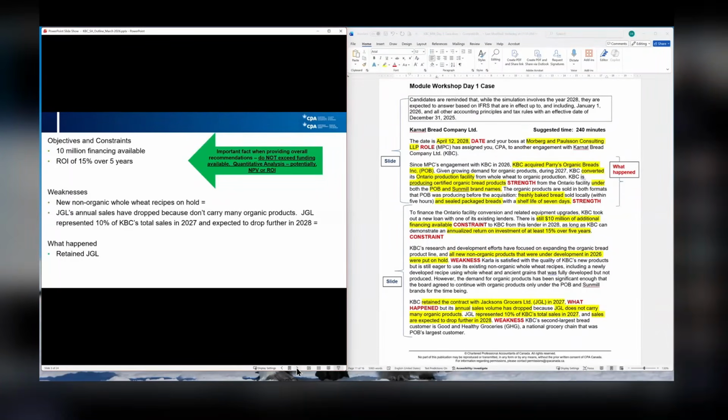There's also some weaknesses and another factor of what's happened. So they did retain JGL. A weakness is that the new non-organic whole wheat bread recipes, they're on hold. JGL's annual sales have dropped because they don't carry many organic products. And at the moment, JGL represents 10% of Garnet's total sales in 2027, but they're expected to drop even further in 2028.